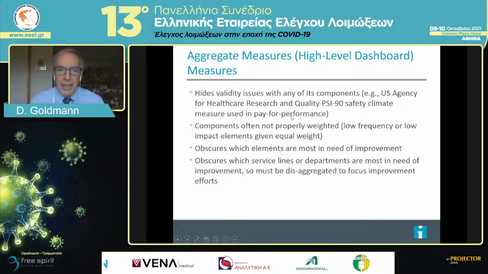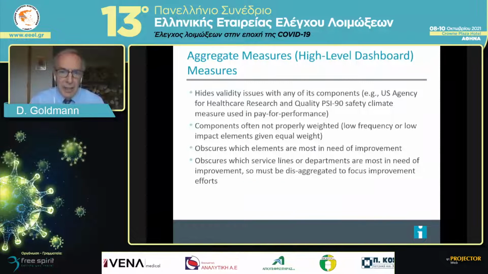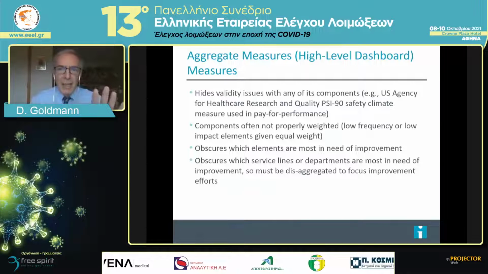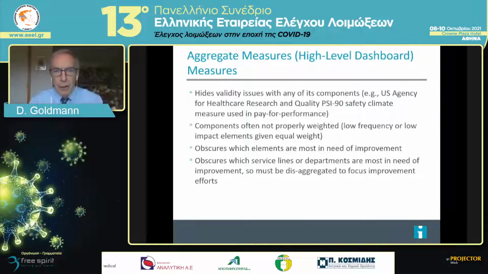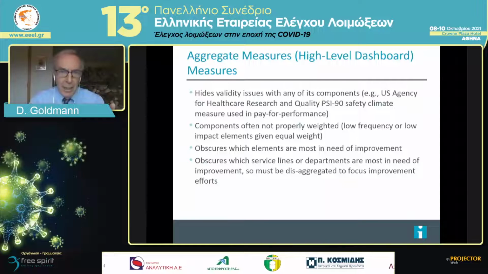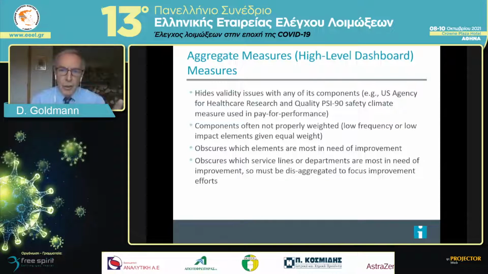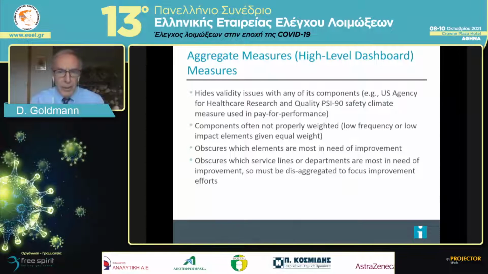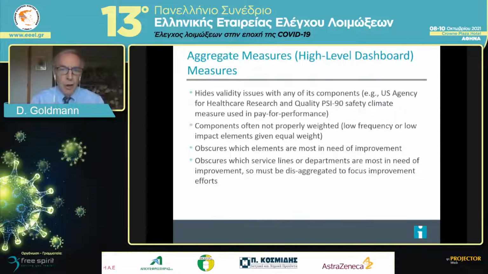For example, in the United States, we have something called the Patient Safety Indicator 90 that measures organizational safety. It's a combination of 10 components, each of which has its own issues. Some of them occur rarely, some of them are not well validated. And that's a problem for me. You have this aggregate measure that hides or obscures where improvement is needed, where there are validity problems, where one measure is getting much too much weight in the overall calculation.